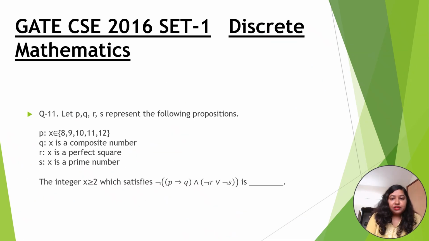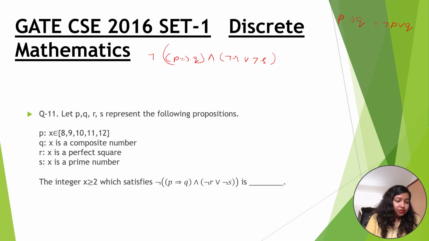We have the next question: let P, Q, R, S represent the following propositions. We have to find the integer x greater than 2 which satisfies this. So we will write this expression and simplify it: not (P gives Q) and (R and S). First, P gives Q is not P or Q.